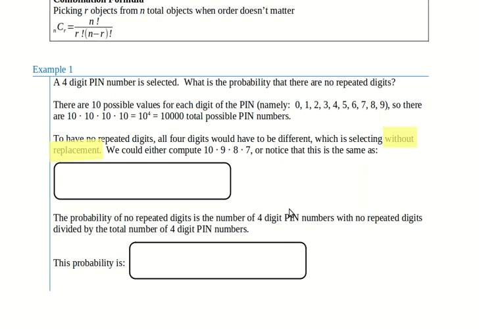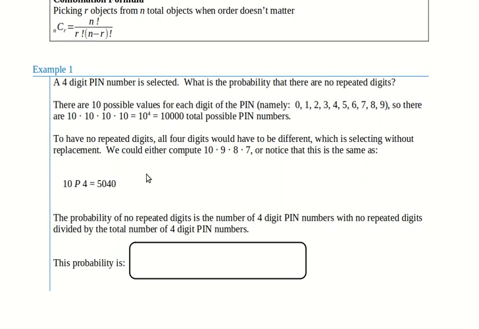Now, we are basically saying that order matters when you're making a PIN. So 1, 2, 3, 4 is different from 4, 3, 1, 2 or something of that nature. So we're going to use a permutation. We're going to say that there are 10 choices for n, and we're going to choose 4 of them.